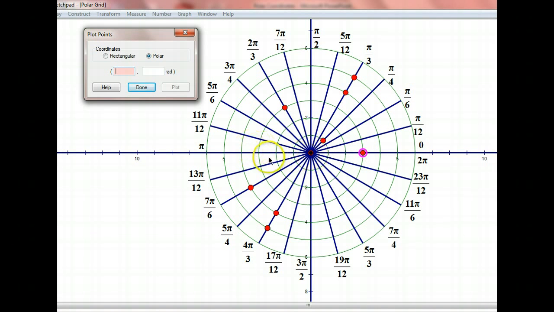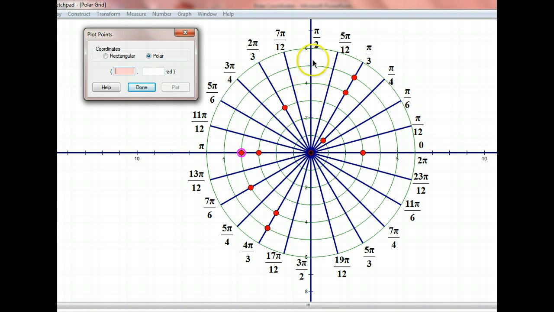Now if I wanted to be on this side, I could either use a negative radius length and still keep my angle as 0, or I could use a positive radius length and an angle of pi. So we have that one there.